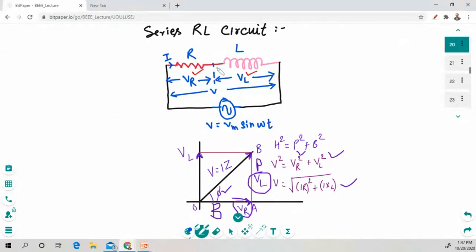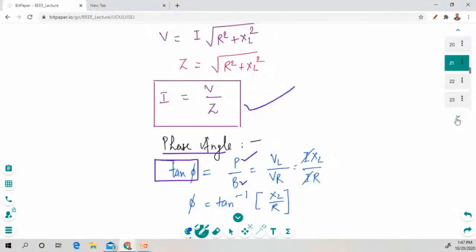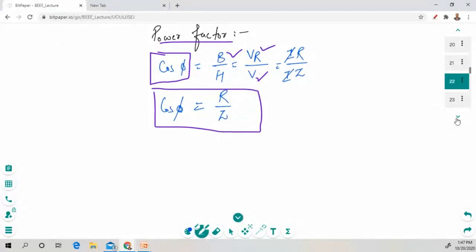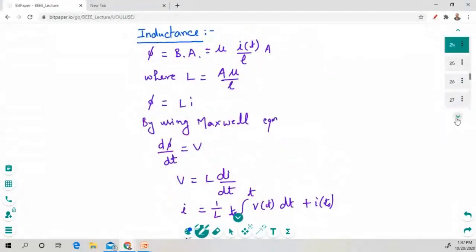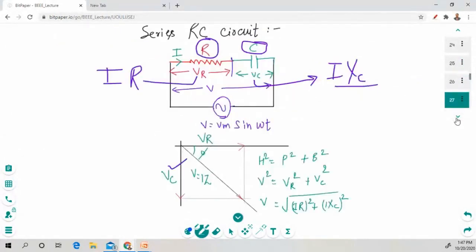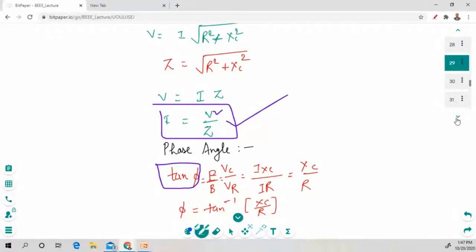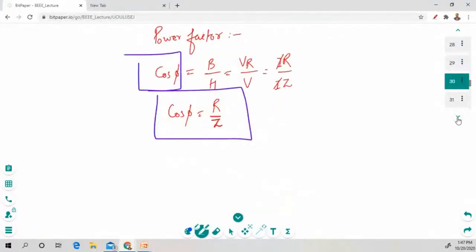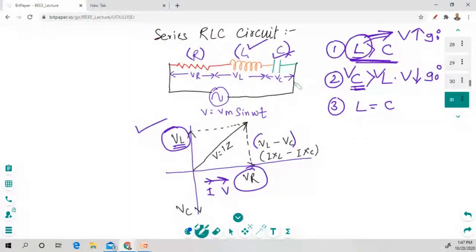With the help of the RL series response, we find out the current, voltages, phase angle and power factor for the RL circuit. After calculating the phase response for RL, we performed the phase response for the RC circuit, with values, phase angle and power factor for RC circuits. After that we completed RLC circuits.